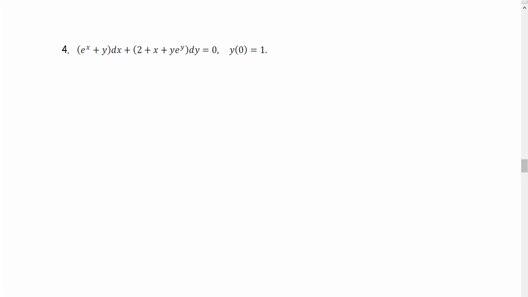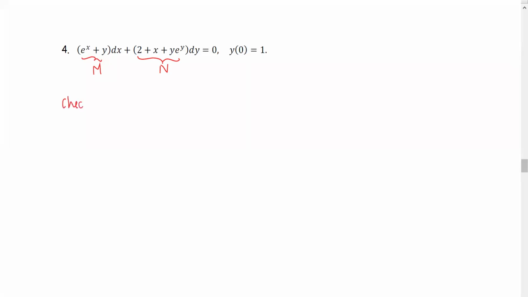Example 4. We have e to the x plus y times dx plus (2 plus x plus y) e to the y times dy equals 0, with the initial condition y at 0 equals 1. We can see M is e to the x plus y and N is (2 plus x plus y) times e to the y.